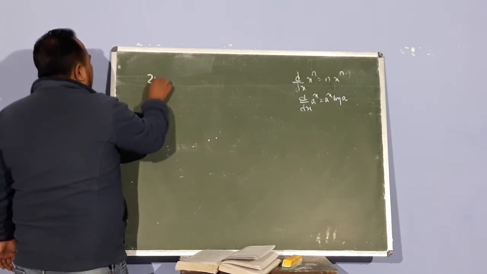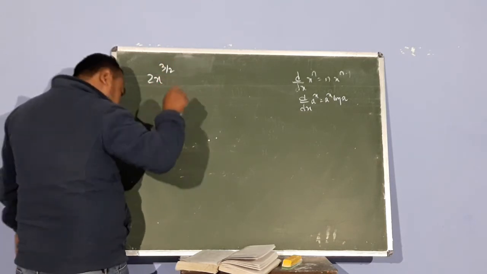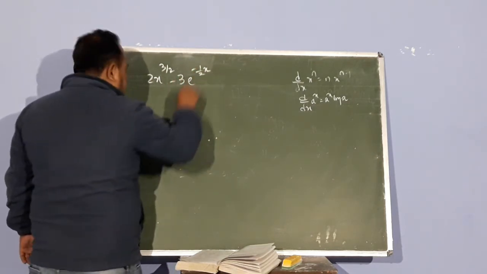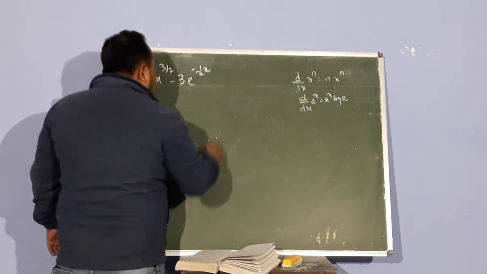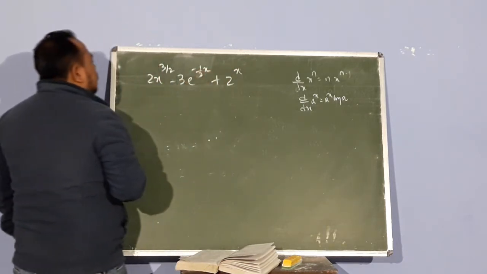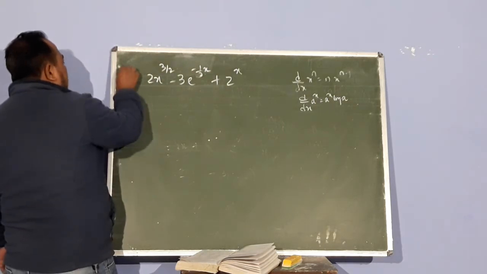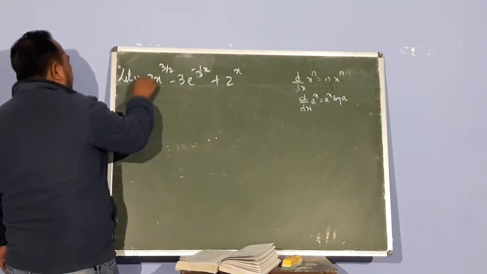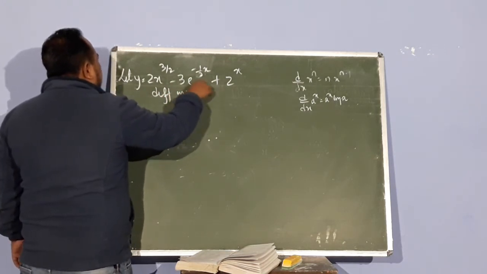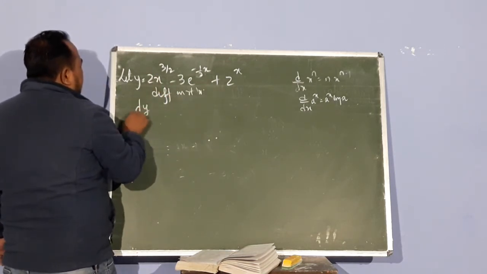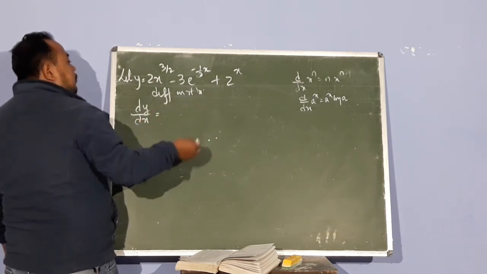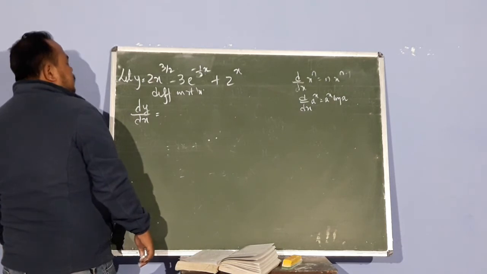It is 2x to the power 3 by 2 minus 3e to the power minus 1 by 2x plus 2 to the power x. So this is the question, and I'm going to differentiate this. I'm going to start by writing let y equal to, so the next step would be differentiating with respect to x. Differentiation of y is dy by dx. So instead of writing d by dx, I'm going to do it directly. Is that clear? So how do we do it directly?